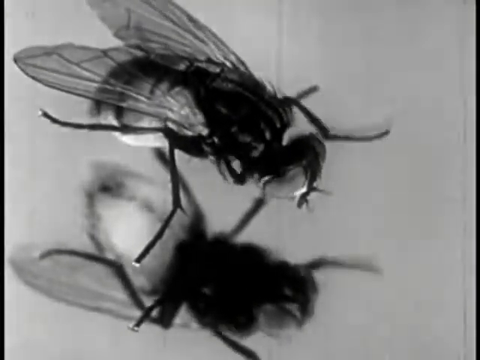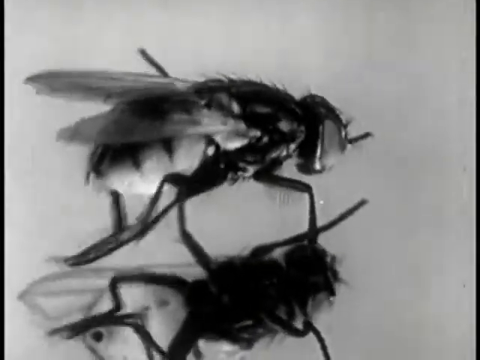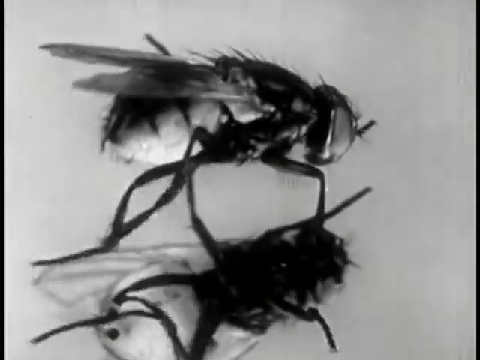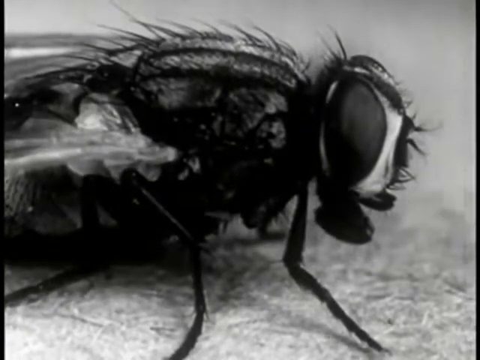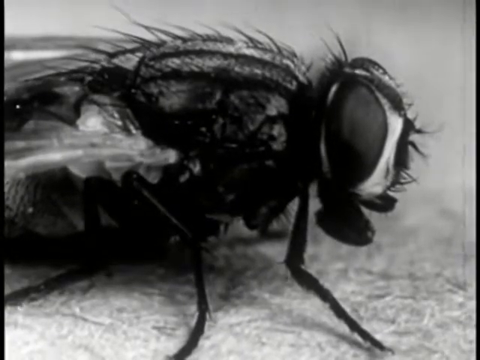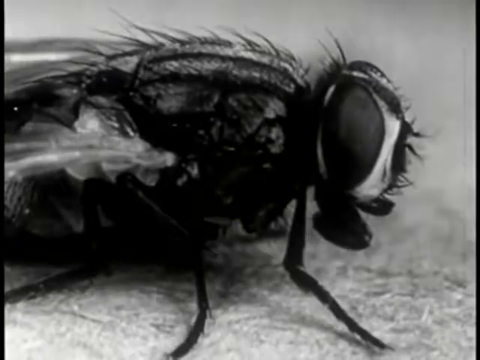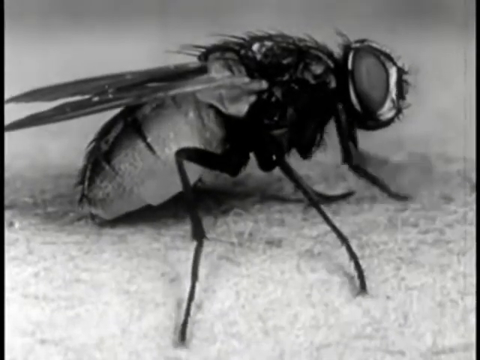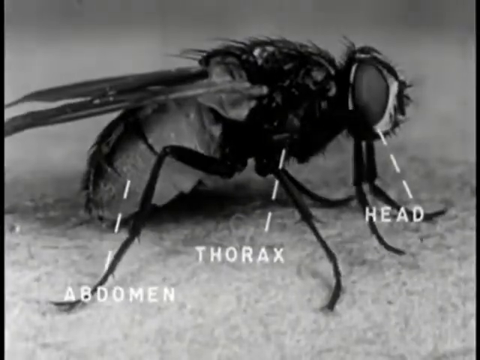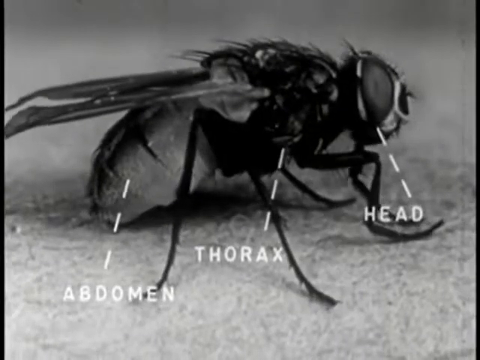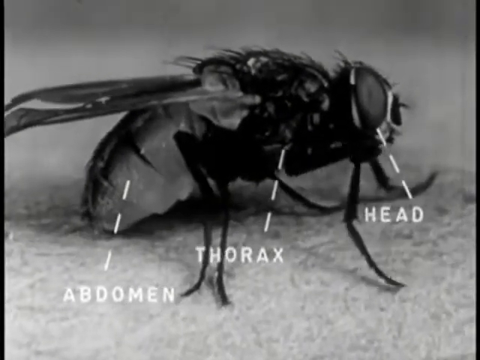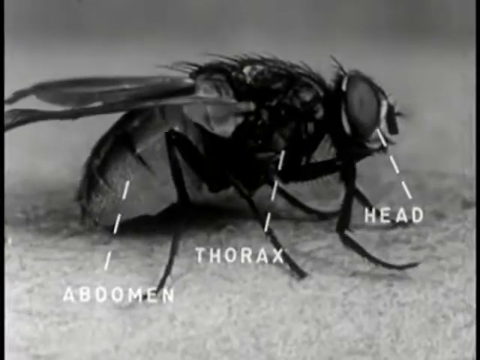Bristle-like hairs cover parts of the fly's body. These hairs are one of the means by which the fly picks up and transports millions of disease germs as it visits sources of contamination. Being a true insect, the housefly has three distinct body parts: a head, a thorax, and an abdomen. The head bears the eyes, antennae, and mouth parts, or proboscis.